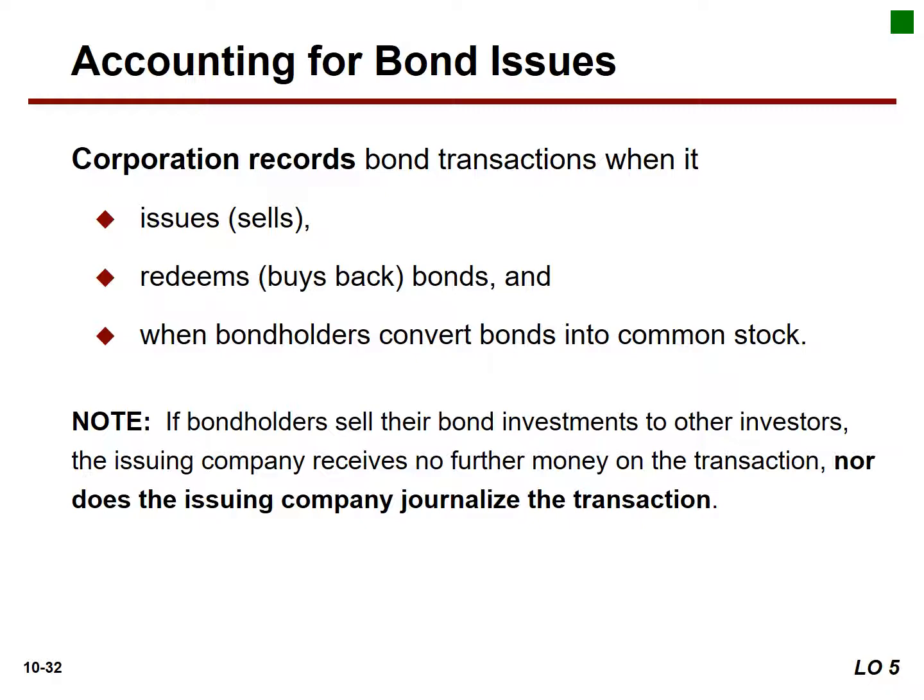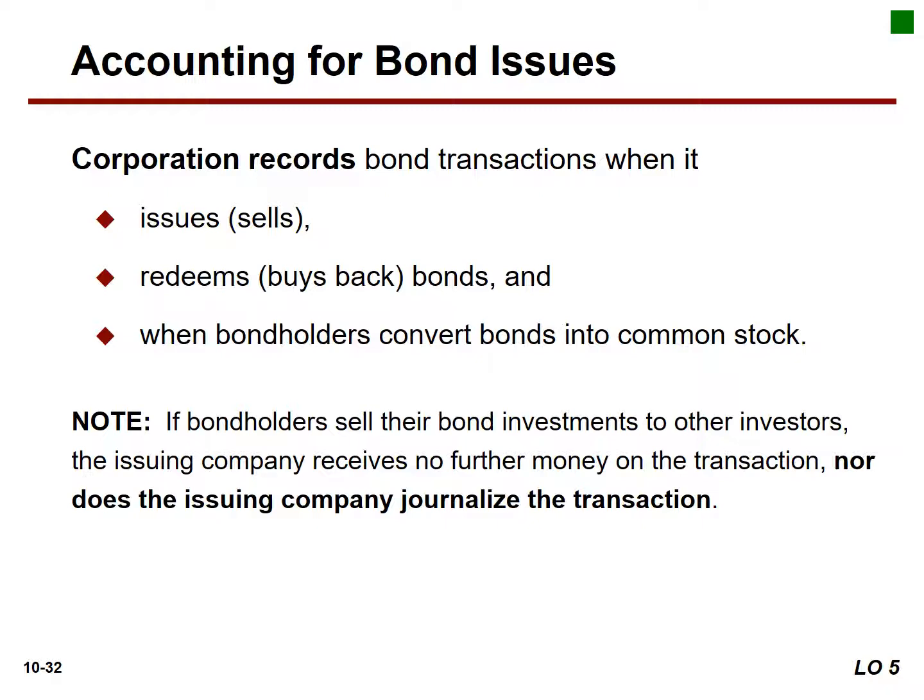Okay, this slide shows when a company makes entries into its accounting records related to bonds. Obviously, it's going to record a transaction when it issues or sells the bonds. When it redeems the bonds, it buys the bonds back from the bondholders, that's going to require the company to make an entry. And if they're convertible bonds, if the bondholders convert their bonds into common stock, that's going to require them to make an entry. The company will also make an entry related to the interest being earned by the bondholders on the bonds, and obviously when that interest is paid.